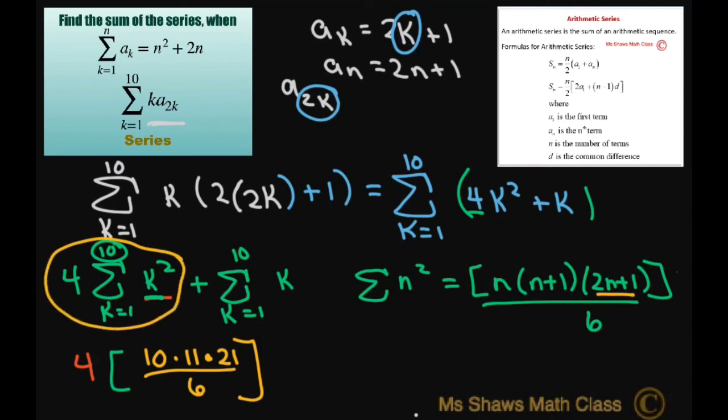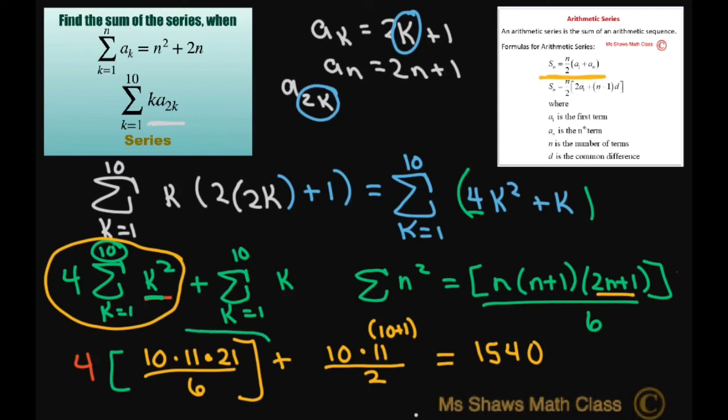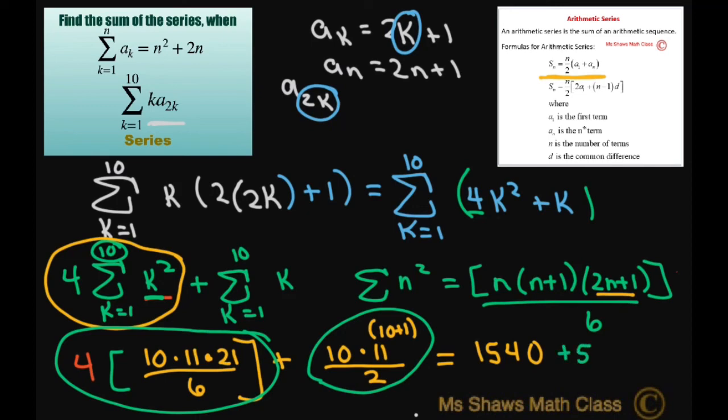All right. And then for k, we're just going to use this formula here. So that's just going to be 10 times 11, and this 11 is 10 plus 1, all divided by 2. Now, this is going to equal 1,540 for this one, and then for this one, this is just going to equal 55. So when you add those two together, your sum is going to be 1,595. And this is your final answer.